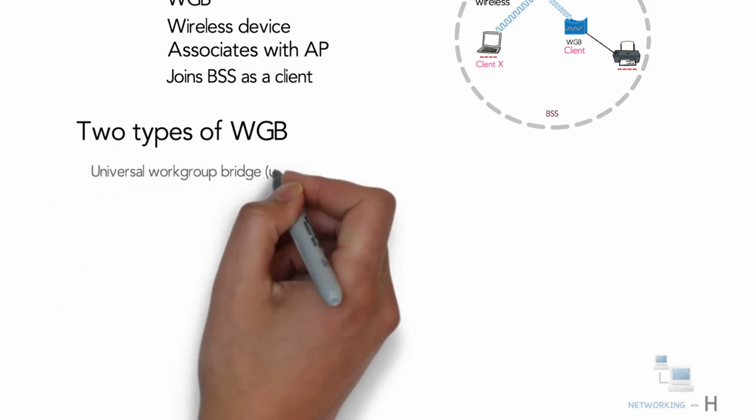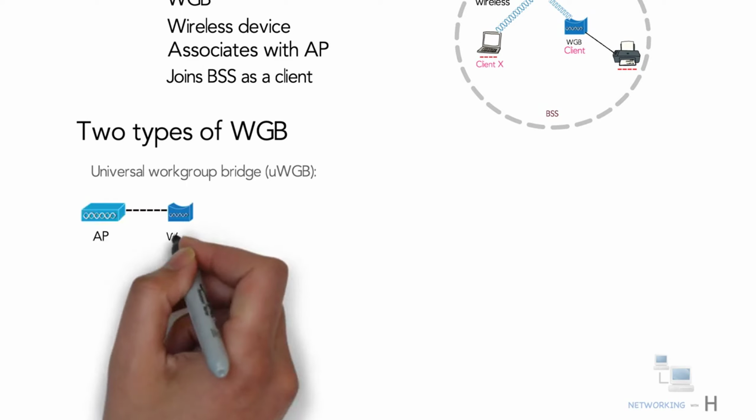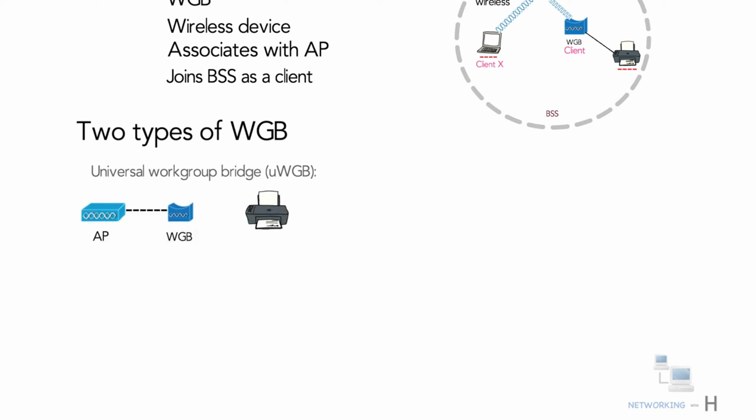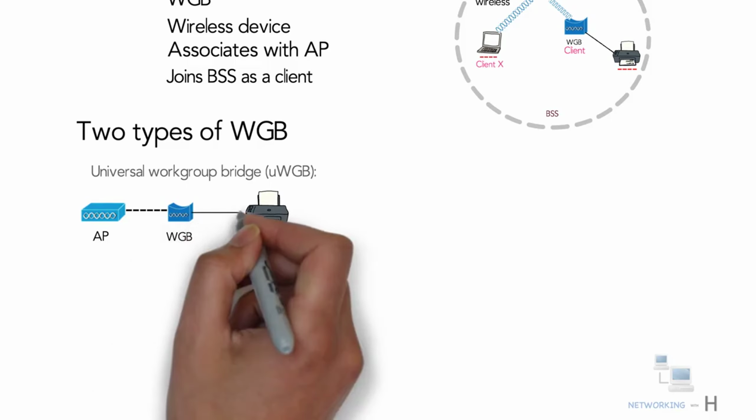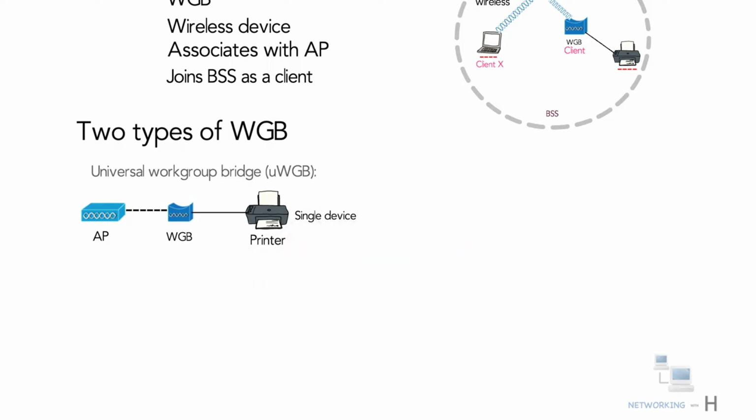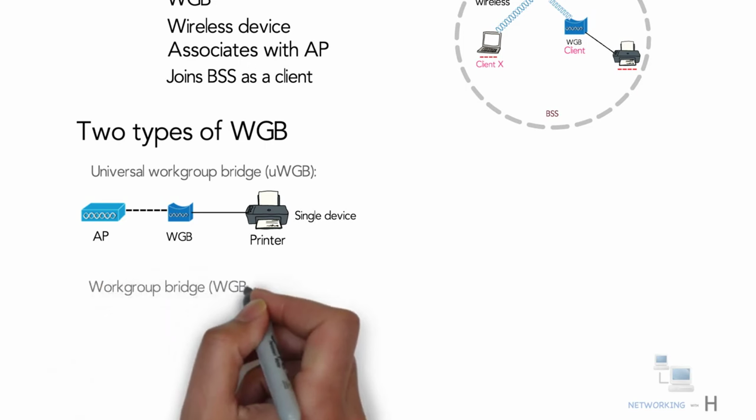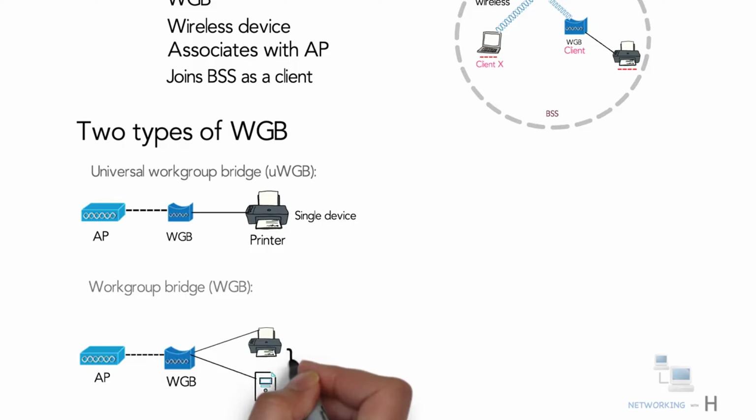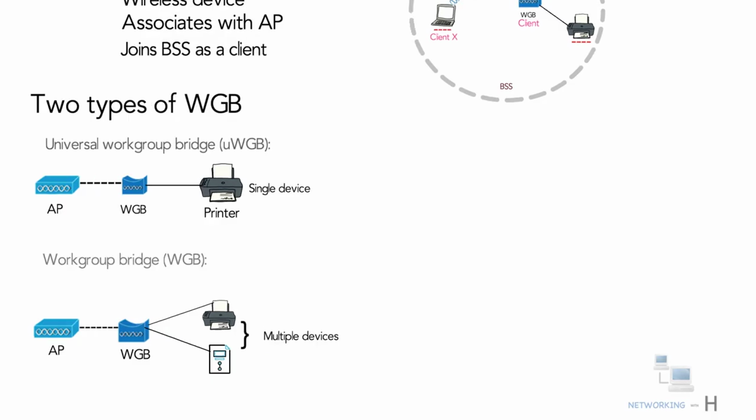Universal Workgroup Bridge, or UWGB. WGBs that provide connectivity for only one wired device are referred to as Universal WGB. It allows only a single wired device to be bridged to a wireless network. Another type of WGB we have is Workgroup Bridge, a Cisco proprietary implementation that allows multiple wired devices to be bridged to a wireless network. The need for a workgroup bridge has greatly diminished because more modern devices are already equipped with wireless adapters to connect with a wireless network.